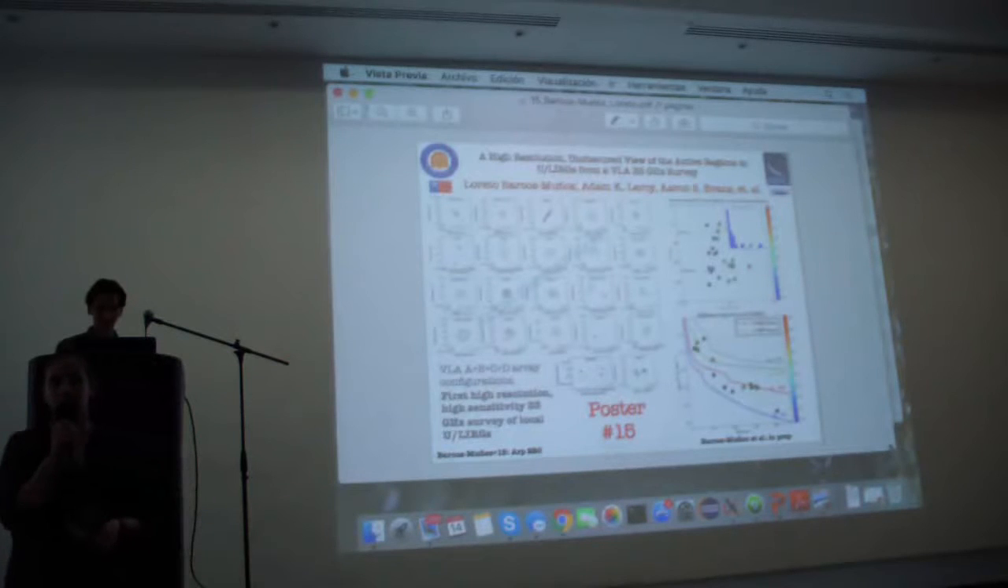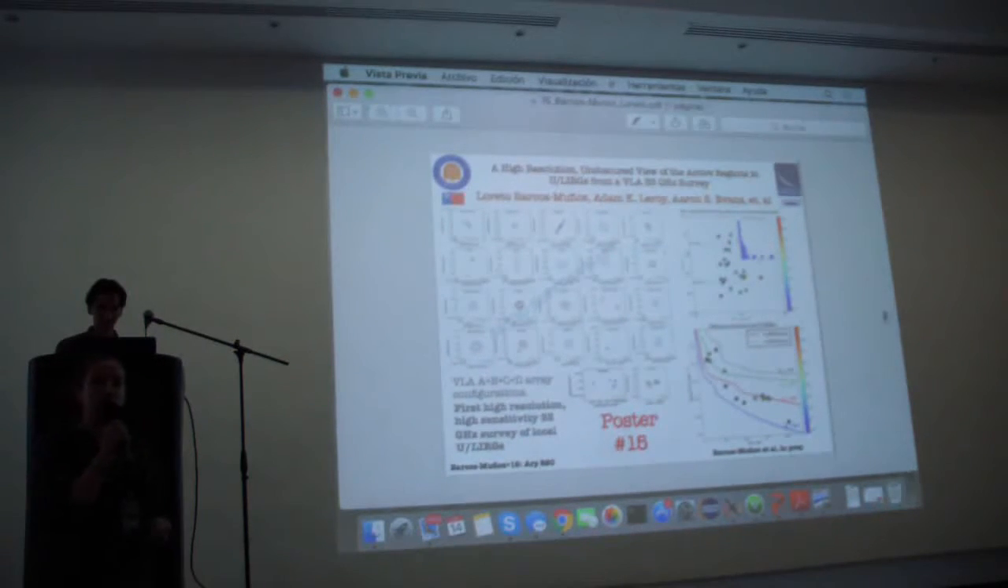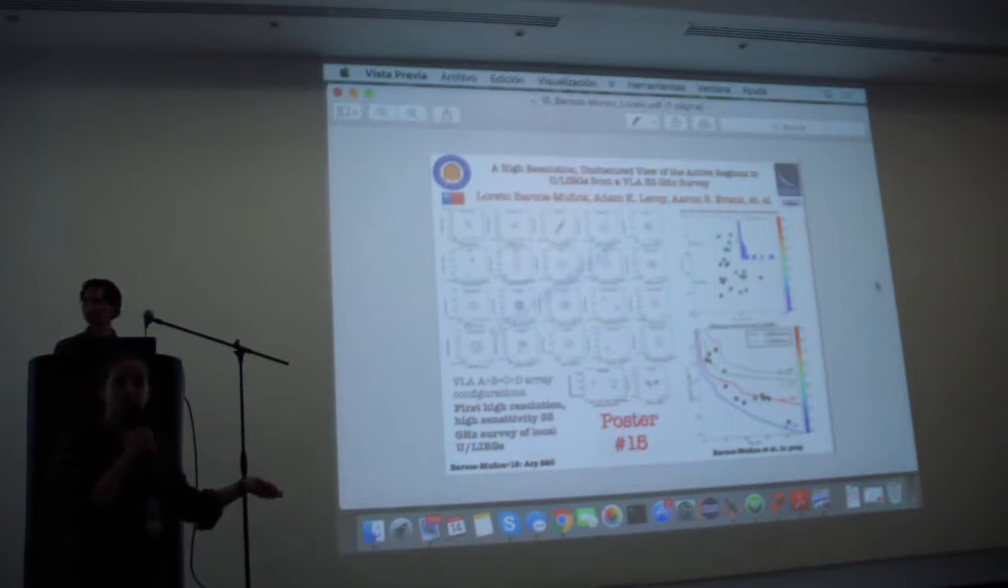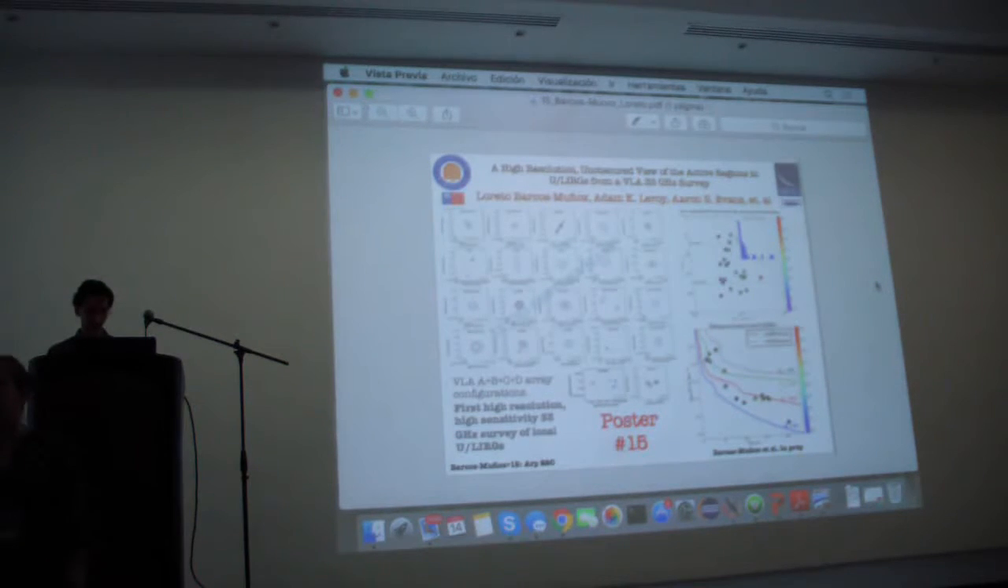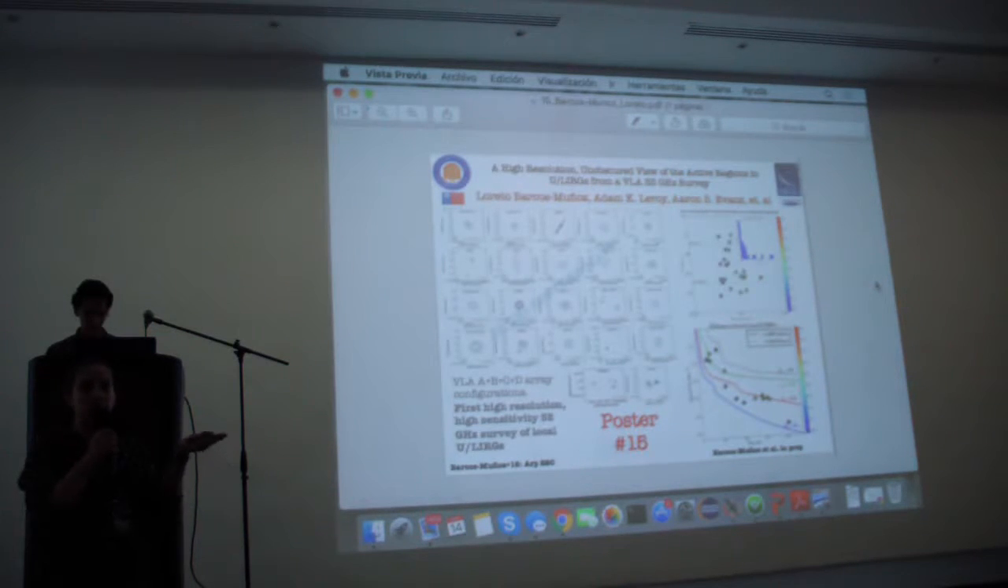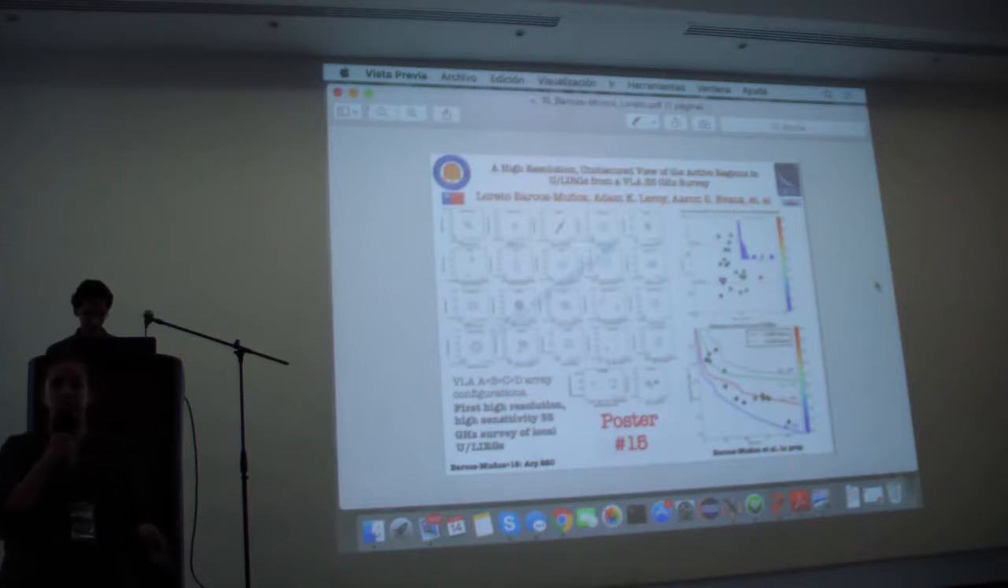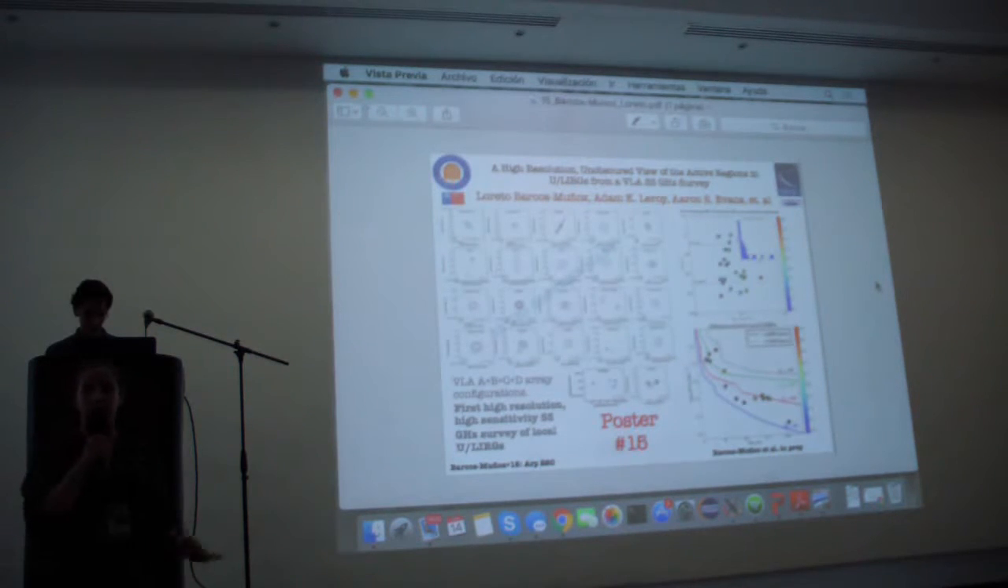Hi, I'm Loretta Bartolomé from the University of Virginia. I'm working towards my PhD. My advisors are Adam Leroy and Aaron Evans. In my poster, I'm presenting the first high-resolution, high-sensitivity radio continuum data from a local sample of ULIRGs. And this is important since you've heard Sylvain talking about how compactness is important for star formation-AGN connections.